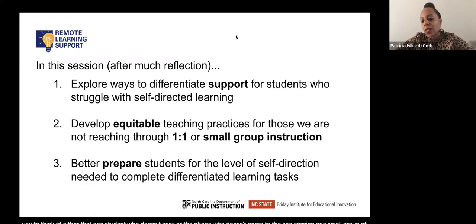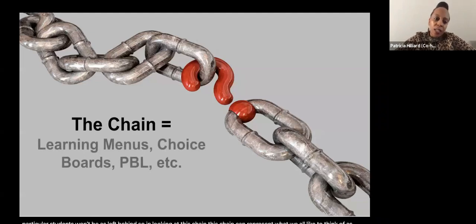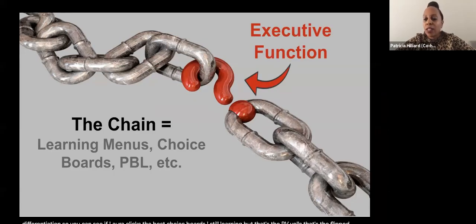So that when we get to the fancier differentiation that we're going to talk about in our next session, those particular students won't be as left behind. So in looking at this, the chain can represent what we all like to think of as differentiation. So you can see, if Laura clicks, that's the choice boards, that's the learning menus, that's the PBLs, that's the flipped classroom, that's the chain. But you know that if you did any of these fancier strategies, there'll be a group of students that just won't start, they won't finish, they won't do it well, they won't pay attention, they won't get organized. And that missing link is executive function.